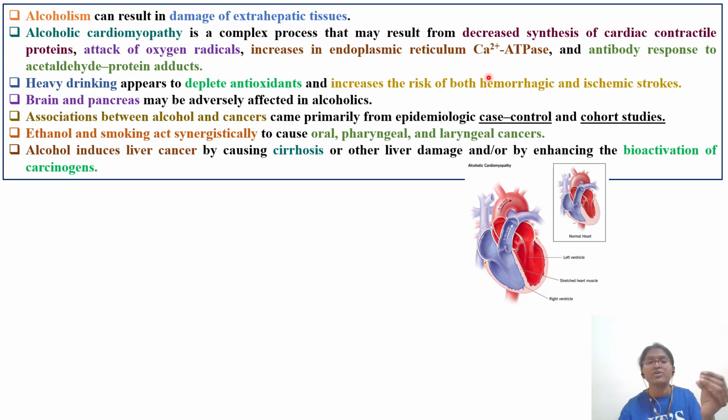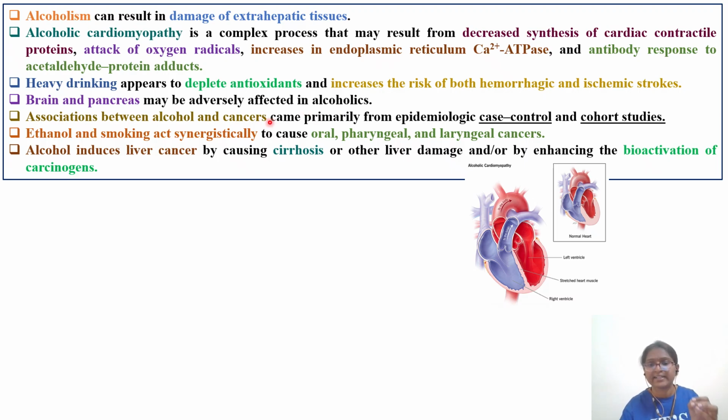Okay, antibody response to acetaldehyde protein headaches. Heavy drinking appears to deplete antioxidants and increase the risk of both hemorrhagic and ischemic strokes. So overconsumption of alcohol will cause hemorrhagic as well as ischemic strokes. Brain and pancreas may be adversely affected in the case of alcoholics.